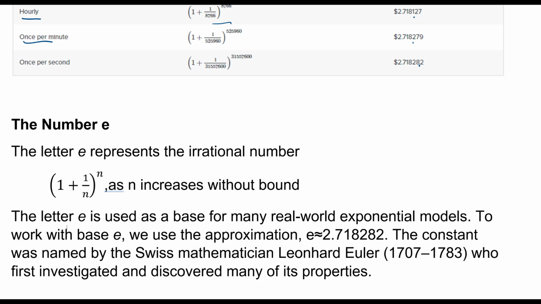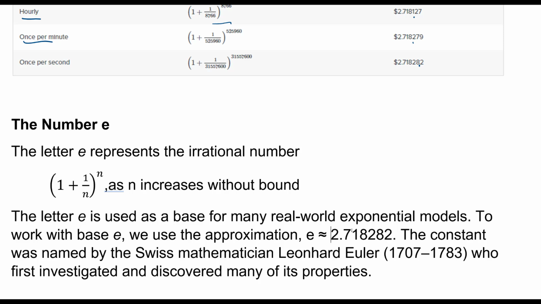Then you get the letter e, which is used as the base for many real-world exponential models. To work with the base e, we use the approximation e is approximately 2.718282. But like I said, it goes on forever. It never repeats, never terminates.